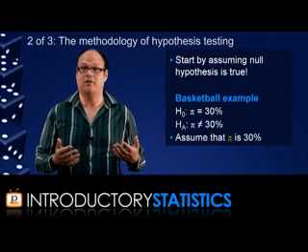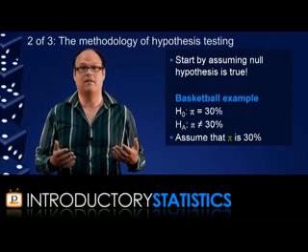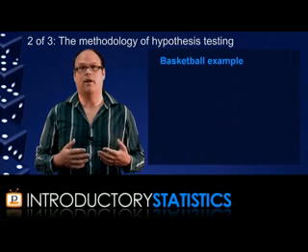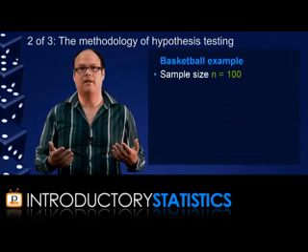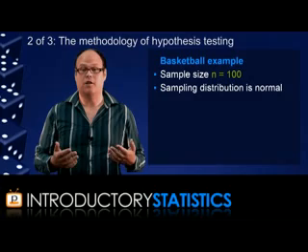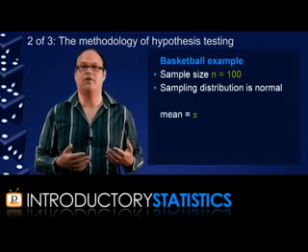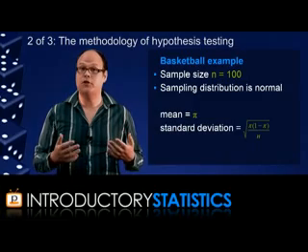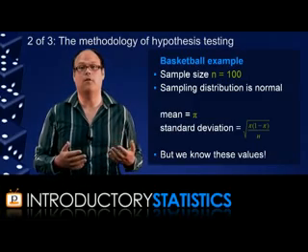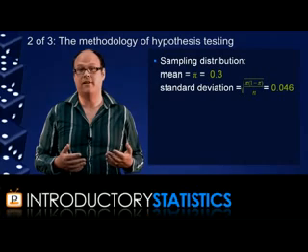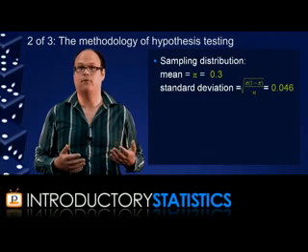And sampling distributions allow us to be fairly precise about this. For example, let's say a sample of 100 basketball fans is going to be studied. We know that the sampling distribution of the proportion is approximately normal, with mean pi and standard deviation given here. But because we're assuming that the null hypothesis is true, we know all those numbers. In fact, the mean is 0.3 and the standard deviation is 0.046.